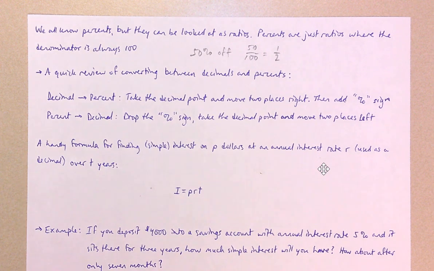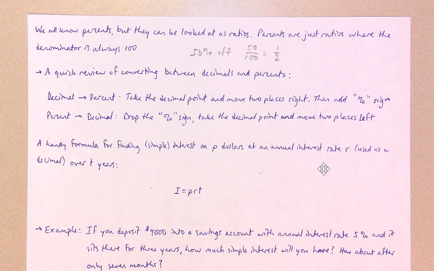So just a quick, very quick review of converting between decimals and percents. If you have a decimal and you want to convert it to a percentage, take the decimal point, move it 2 places to the right from where it is, and then you're going to add the percent sign. If you wanted to take a percent and convert it into a decimal, you're going to drop that percent sign, then take the decimal point and move it 2 places to the left, and then that's the decimal that you are going to wind up with.